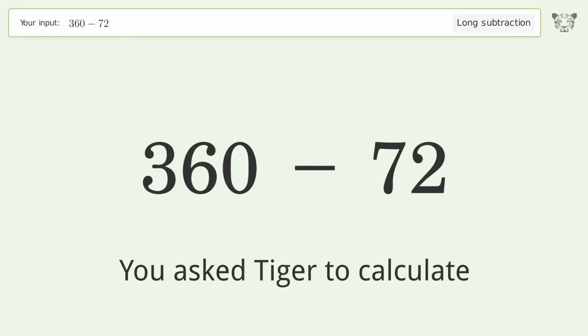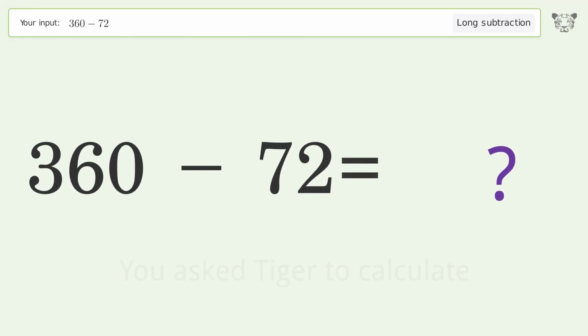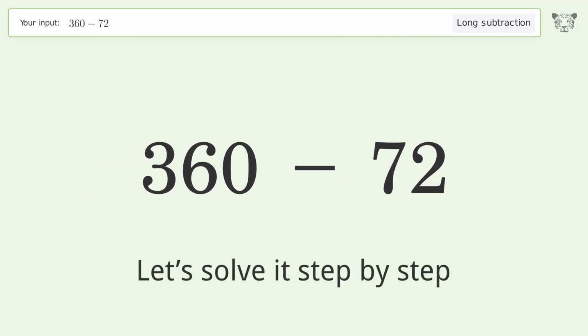You ask Tiger to calculate. This deals with long subtraction. The final result is 288. Let's solve it step by step.